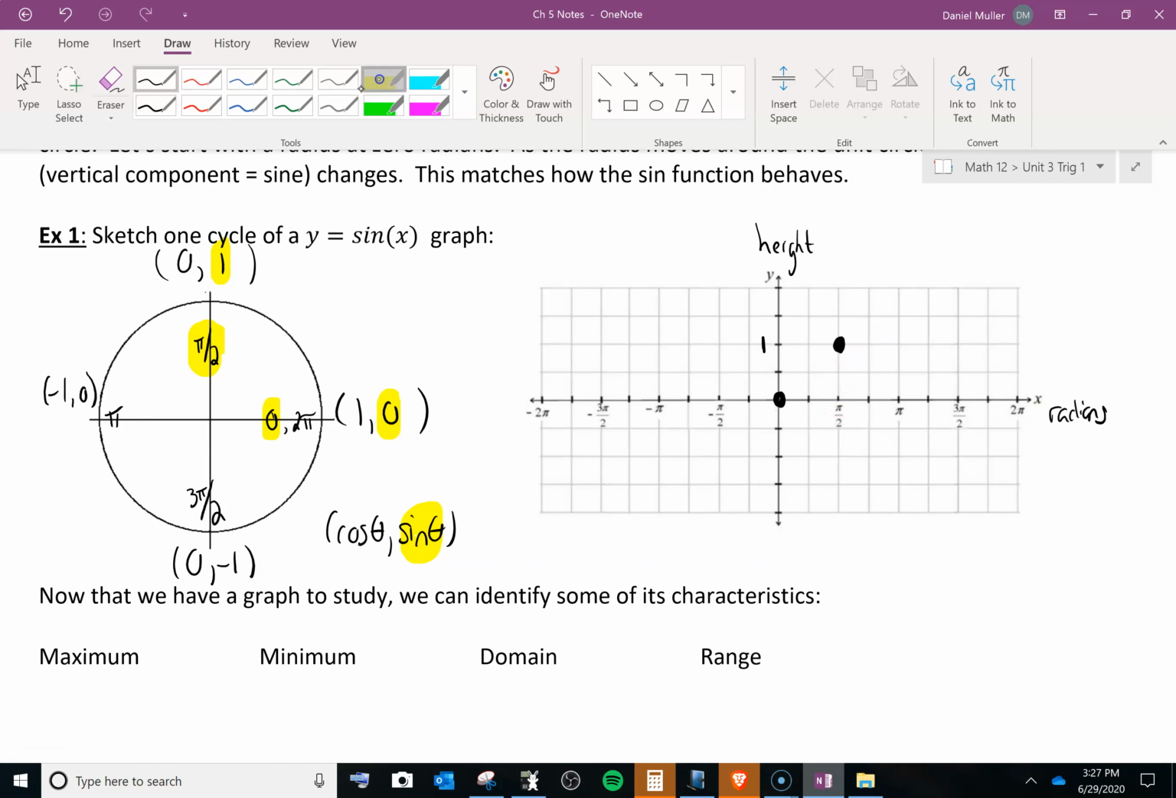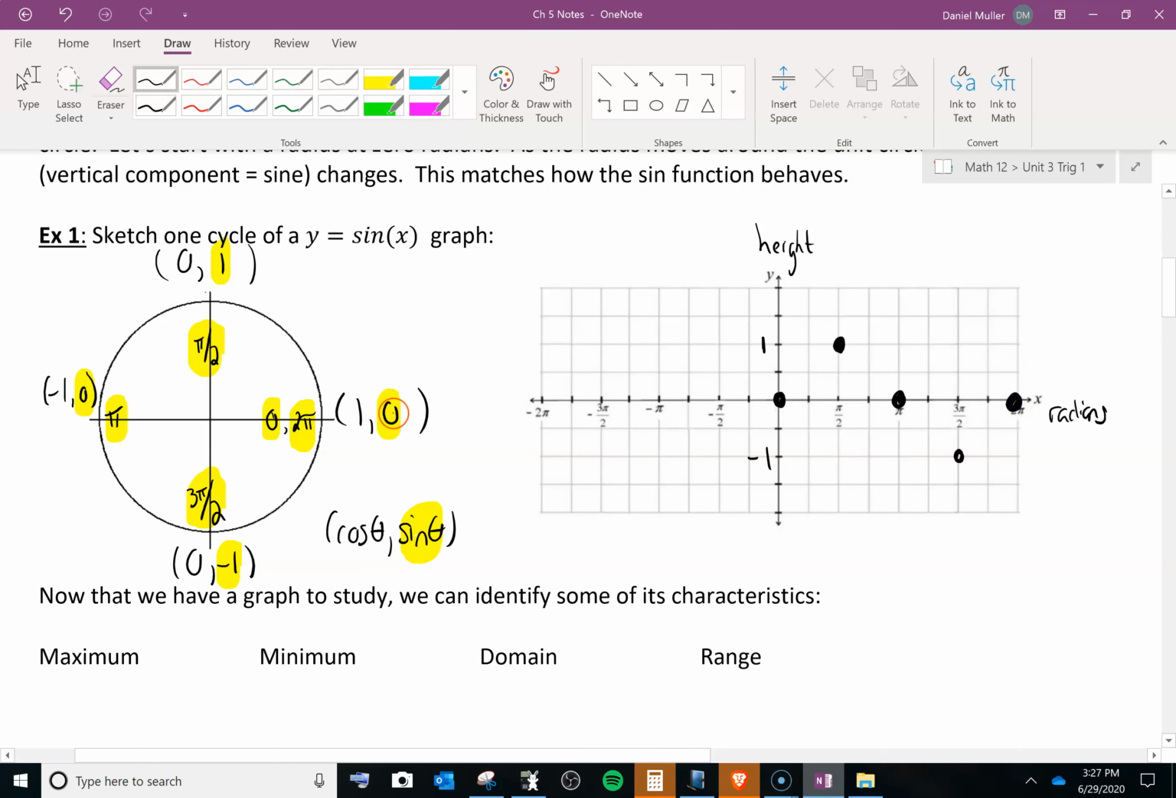The next one, at pi, what's the height? Look at the right one. We are at 0. So at pi, we're back to a height of 0. At 3 pi over 2, what is our height? Look at the right side, it's negative 1. So at 3 pi over 2, we are here at negative 1. Maybe we can label this negative 1. And then now we're at 2 pi, we're back to where we started, at a height of 0.